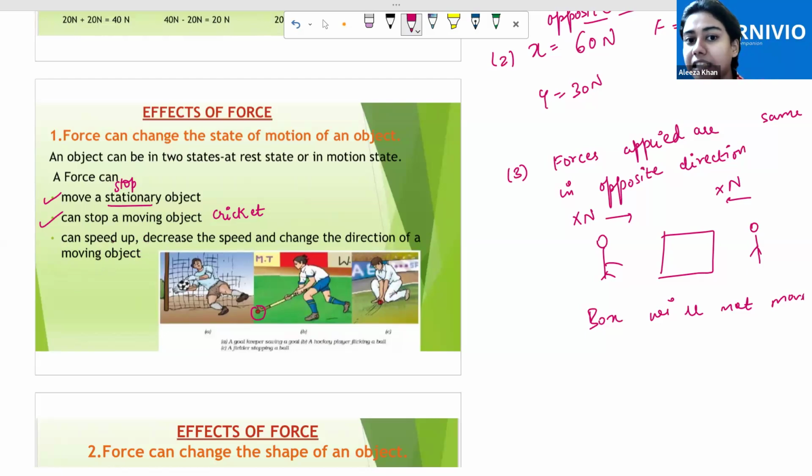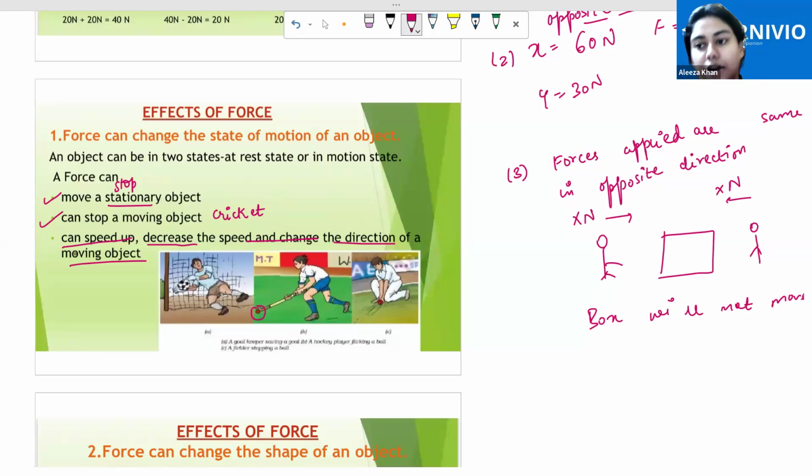Force can speed up, decrease the speed, and change the direction of a moving object. Can you give me an example for speeding up? Kicking a ball. So you have kicked a ball with a high velocity, with a high speed, so it is moving with more speed. How can you decrease the speed? By catching the ball, or saving.